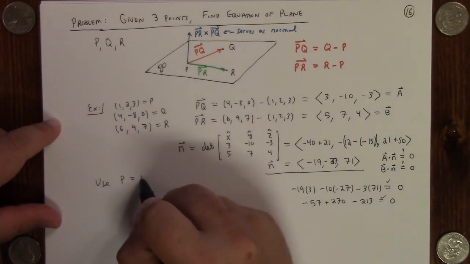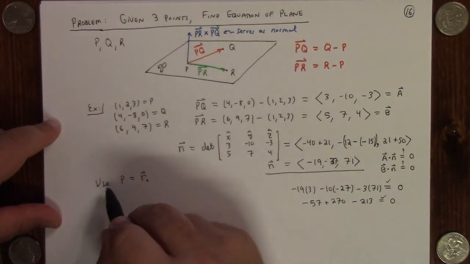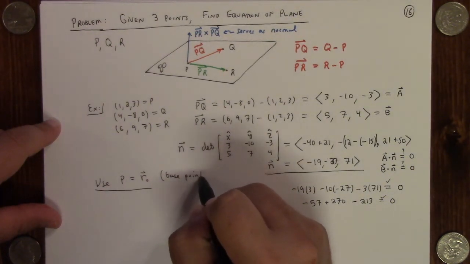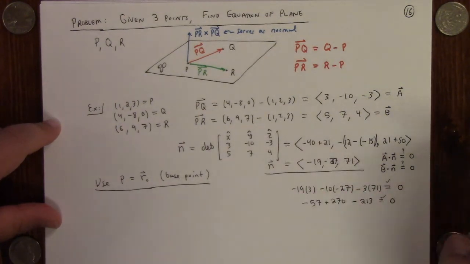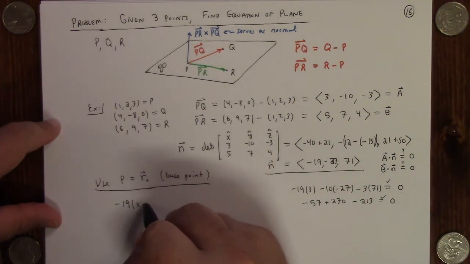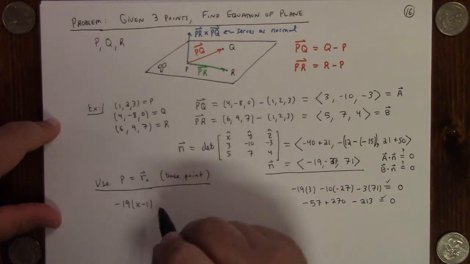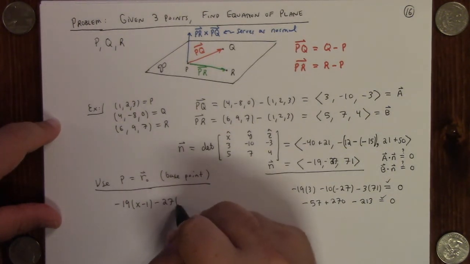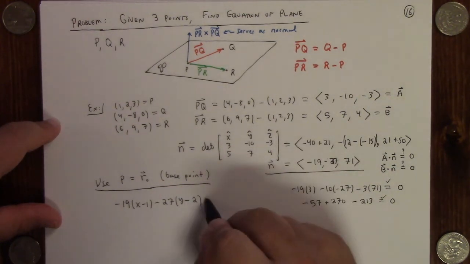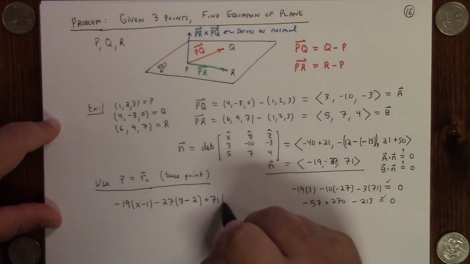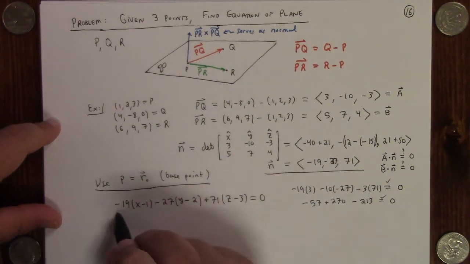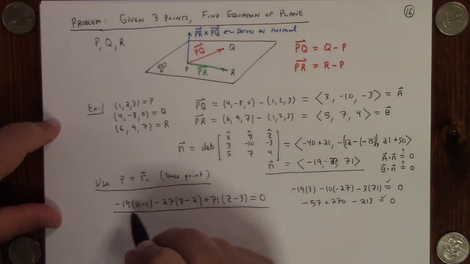P, like the base point, for the equation. And so what we've got is minus 19 times x minus 1, minus 27 times y minus 2, plus 71 times z minus 3. There you go. That's the equation of the plane that has those 3 points.